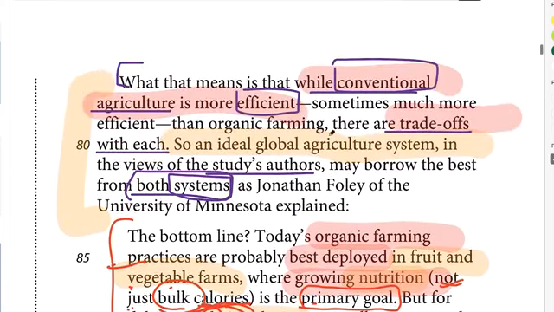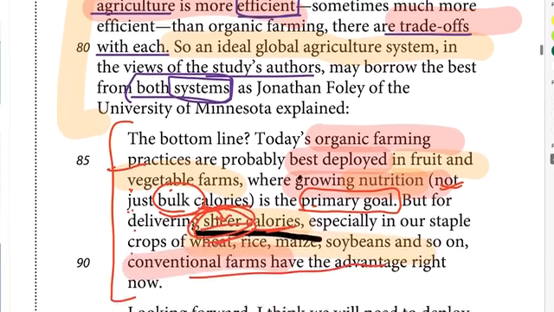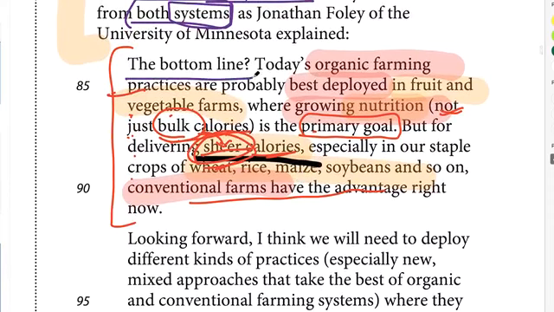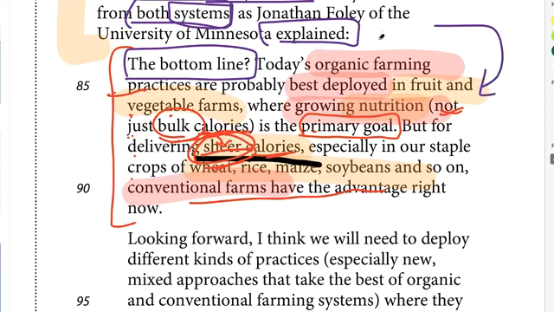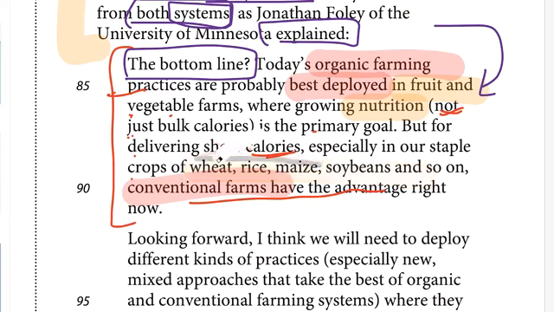So the ideal global agricultural system probably takes the good things about conventional agriculture, which is the fact that it's efficient, which means probably that it produces a lot of food. Oh, the bottom line, oh wait, it's here. As he explained, look, there's explained in colon, so he's gonna explain it more here. Today's organic farming practices are probably best deployed in fruit and vegetable farms where growing nutrition, not just bulk calories, is the primary goal, but for delivering sheer calories, especially in our staple crops of wheat, rice, maize, soybeans, and so on, conventional farms have the advantage right now. So that means grains and stuff we grow conventionally, fruits and veggies and things that have nutrients we grow organically.